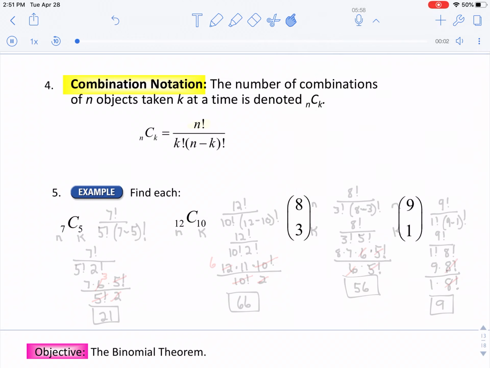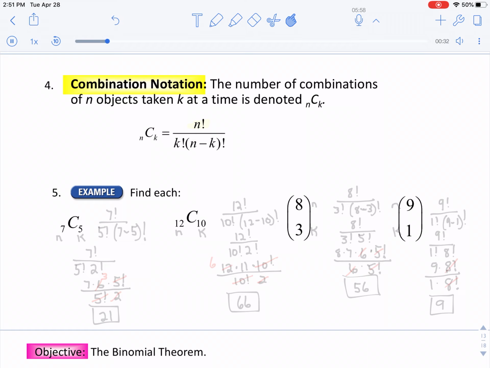This is class notes, section 8.7, example number 5. The formula to calculate n choose k items is that you take n factorial, that's the number in front of the C, over k factorial, the number behind the C, times n minus k factorial. And then you do those calculations, and that will give you the answer.